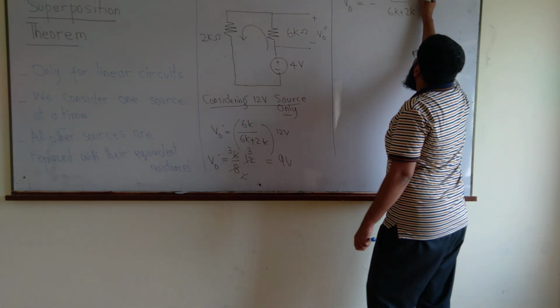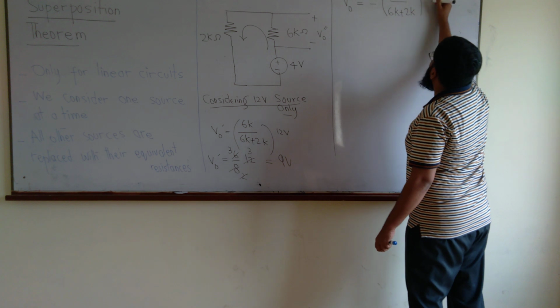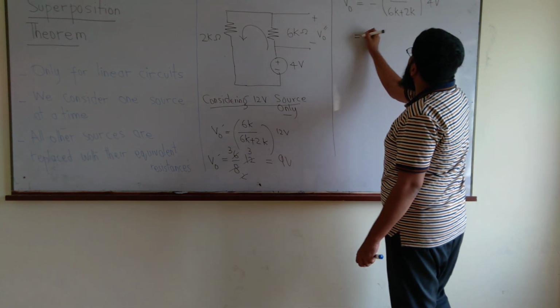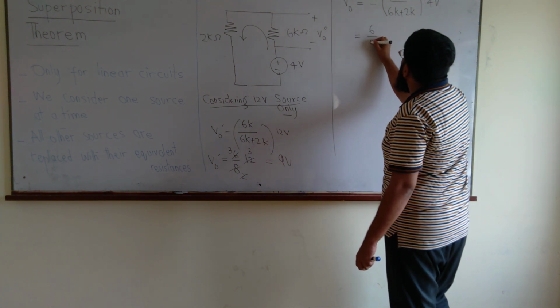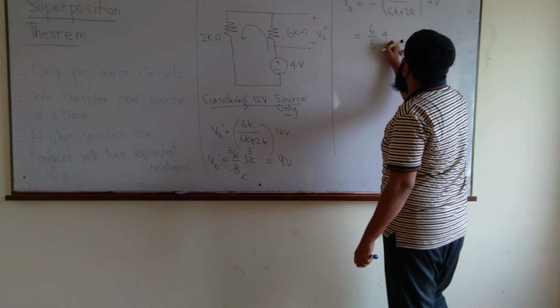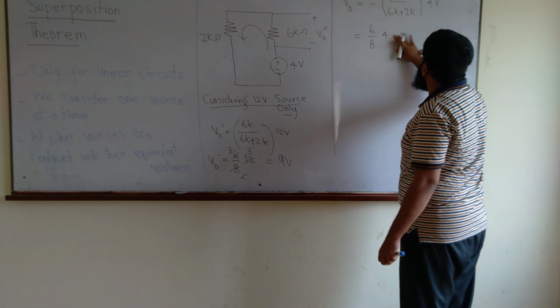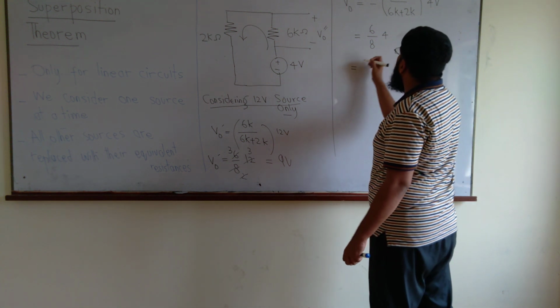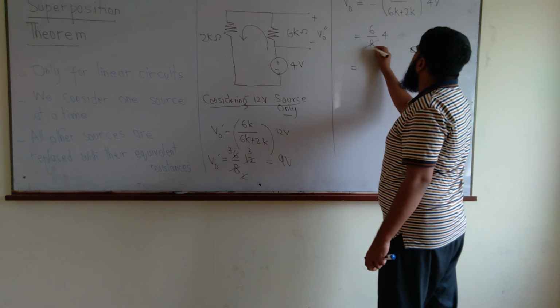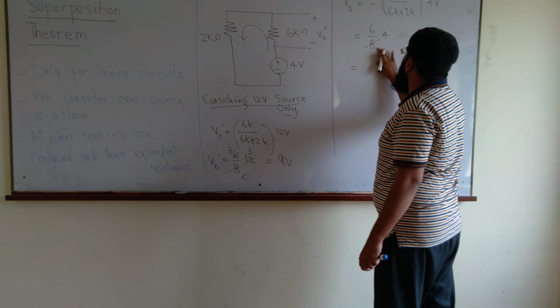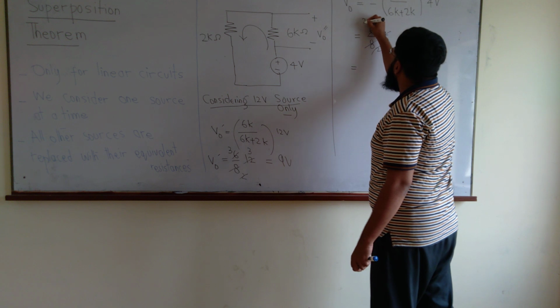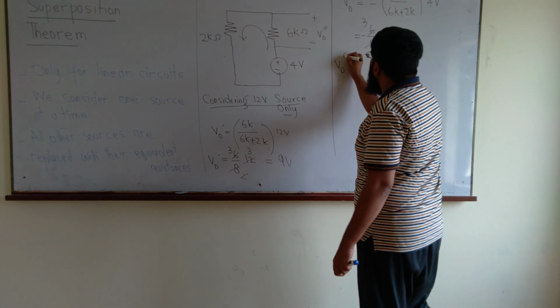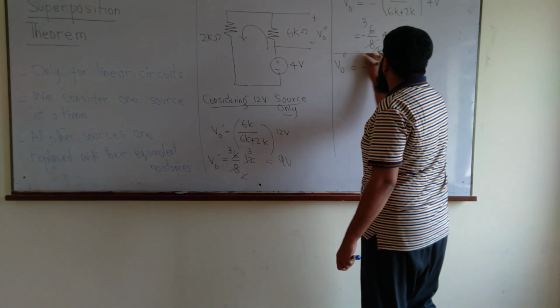6 over 6K plus 2K times 4 volts. So this is 6 over 8 times 4. So this is 2 4s, 4 2s are 8, 2 3s are 6. So V out dual prime is minus 3 volts.